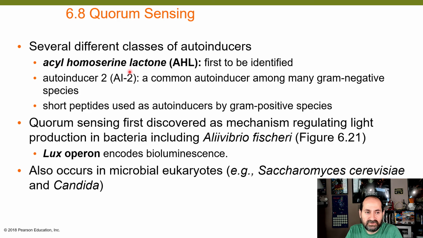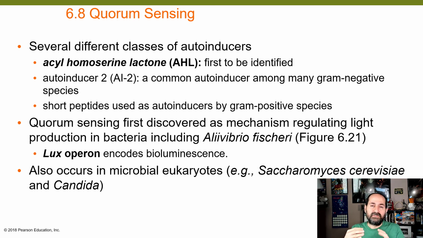Remember these acyl, homoserine, lactones, AHLs? They're also called autoinducers. The other species make autoinducers. There's autoinducer 2, autoinducer 3. Again, every different species makes its own autoinducer. There is AHL, there is AI2, AI3. Gram positives can make short peptides as autoinducers. Autoinducers, there's a myriad different autoinducers.